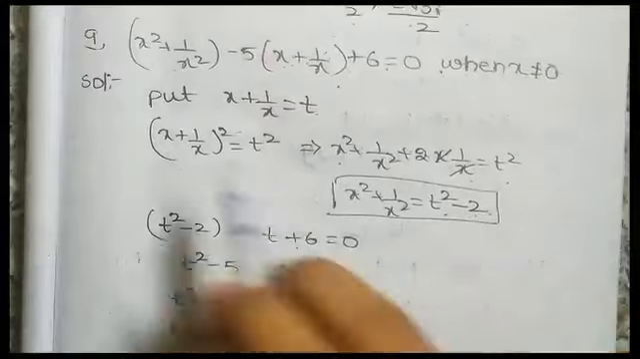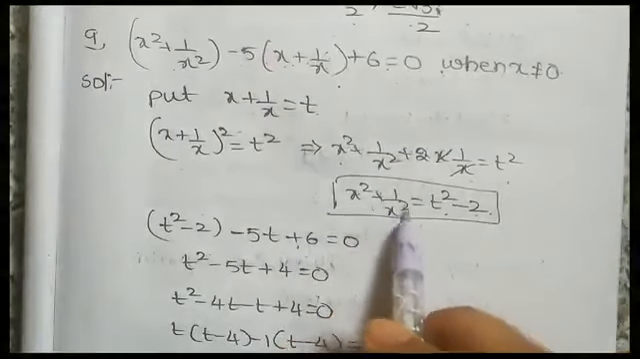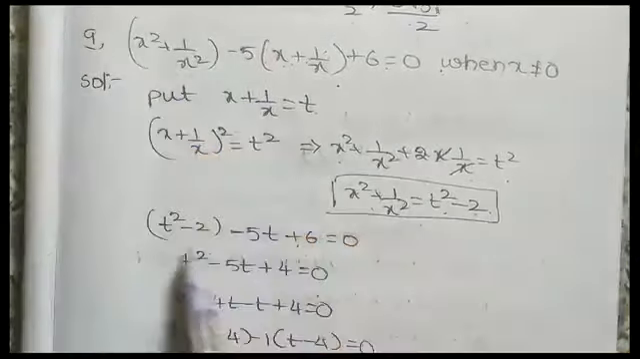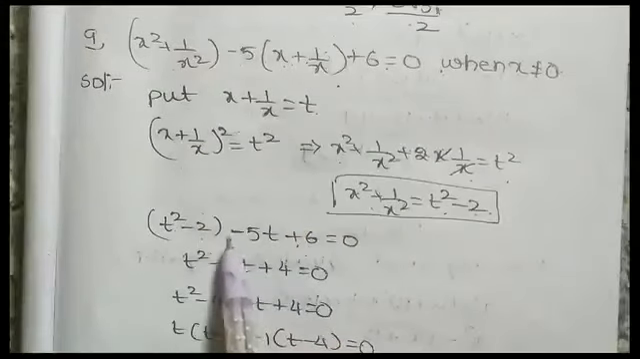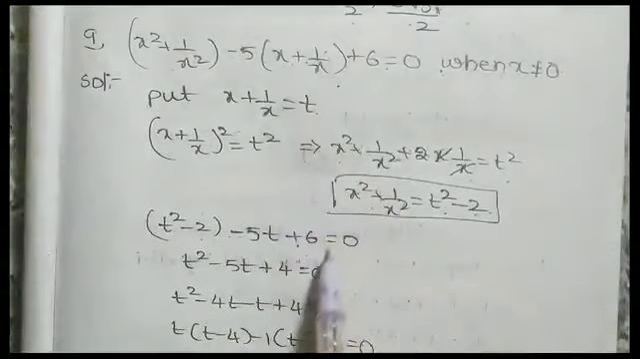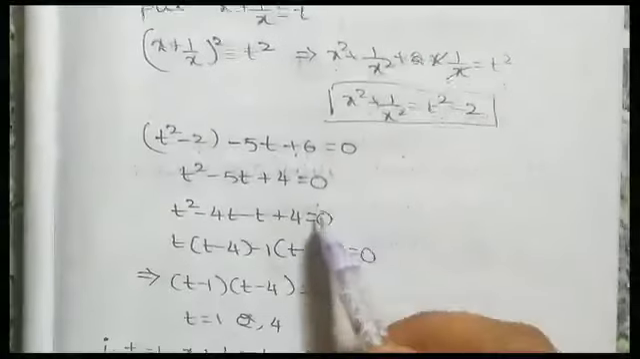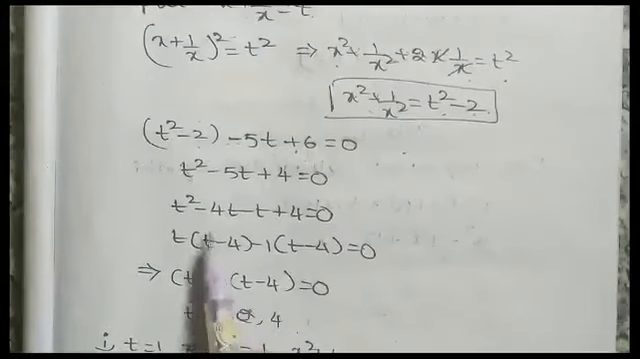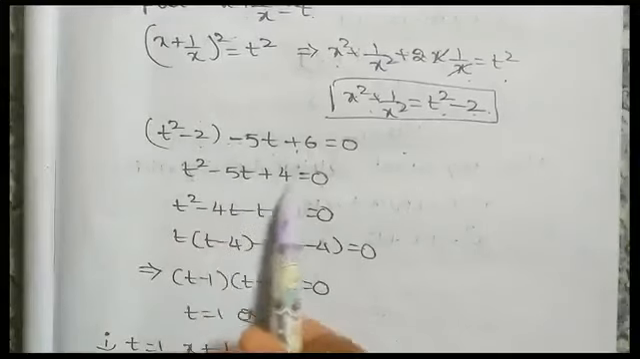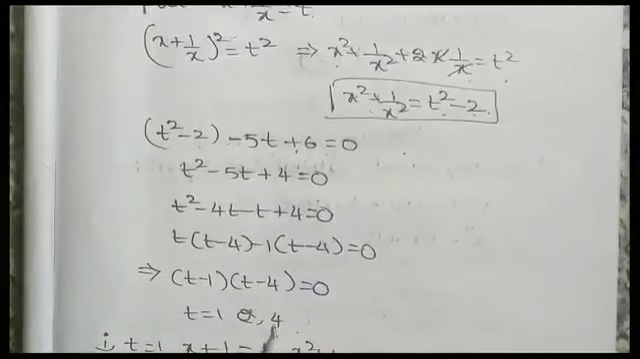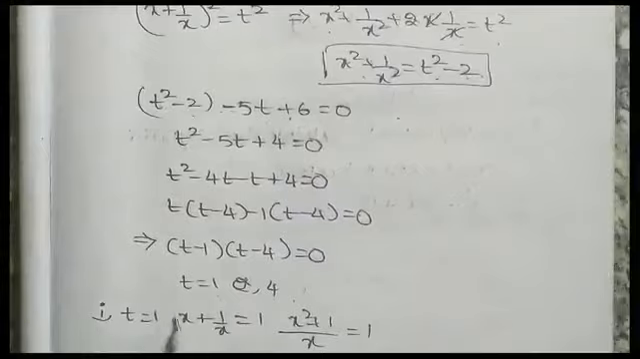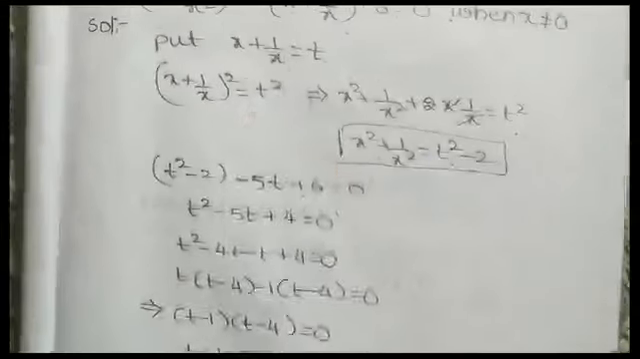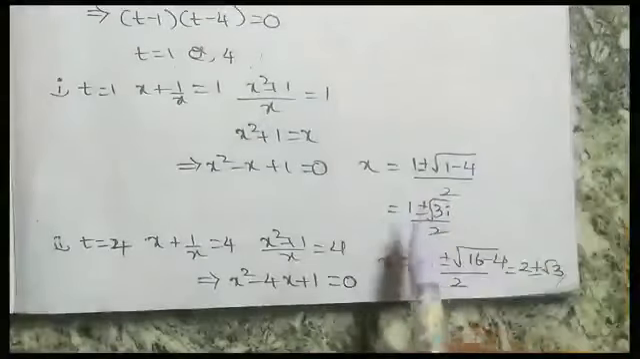Now substitute. We have the value of x square plus 1 by x square. Substitute in this. That is equal to t square minus 2 minus 5t plus 6 equal to 0. Solve this quadratic equation. Then we will get two roots, 1 and 4. This is the quadratic equation which we have to solve to get 1 and 4. Now substitute t is equal to 1 and t is equal to 4 in this. So again we will get the roots.